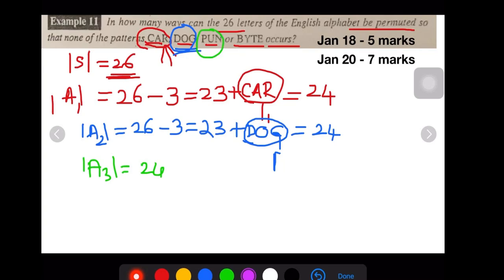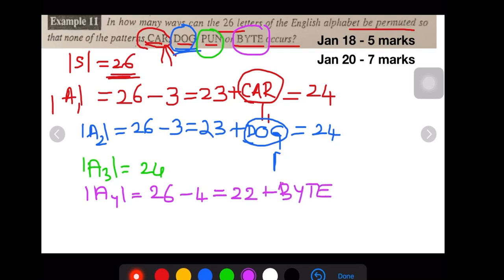And the last one is byte. So A4 is 26 minus how many characters? 4 characters. Remove those 4 characters. It becomes 22, plus include byte itself as 1 component. So it becomes 23. So these are the 4 sets which we can extract from the given data.